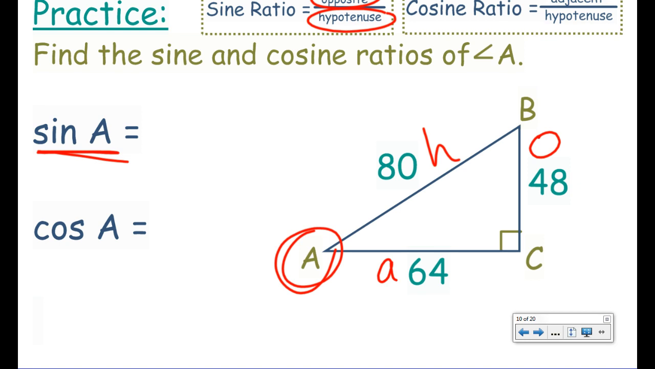So the sine ratio tells us put opposite over hypotenuse. We've already labeled them, so we really don't have a whole lot more work left. Opposite is 48, and hypotenuse is 80. And then go and ask your calculator what that reduces to. 48 divided by 80. Math, enter, enter. What'd you get?